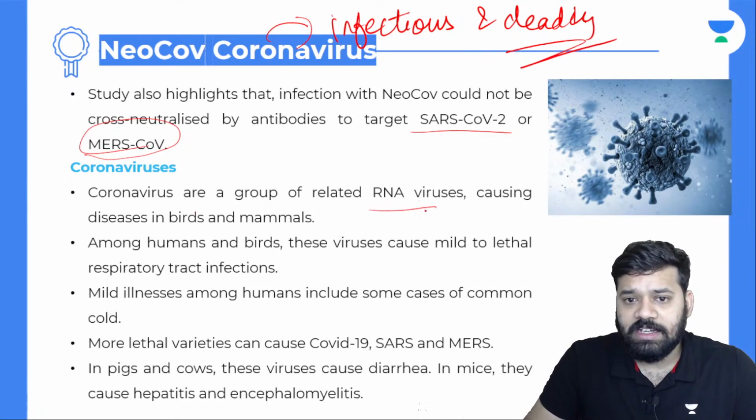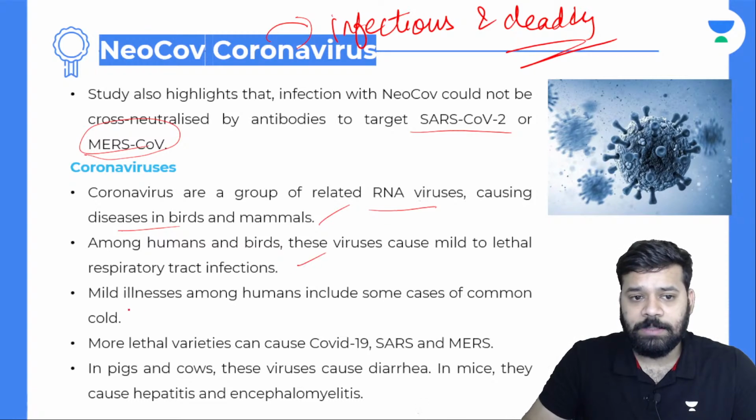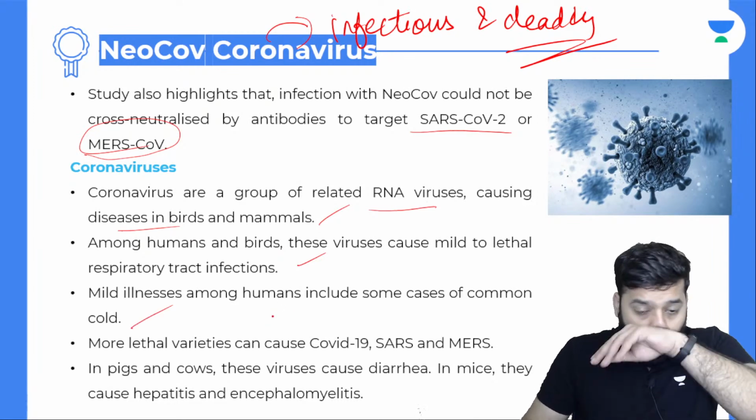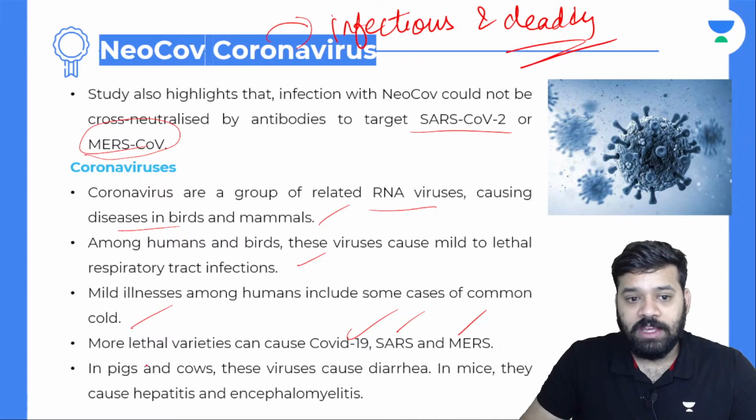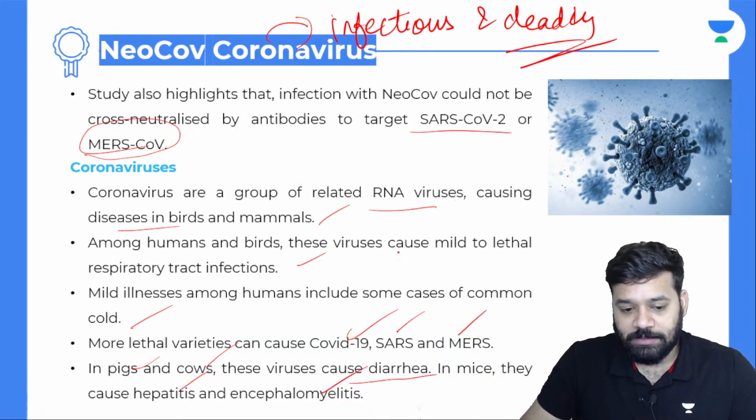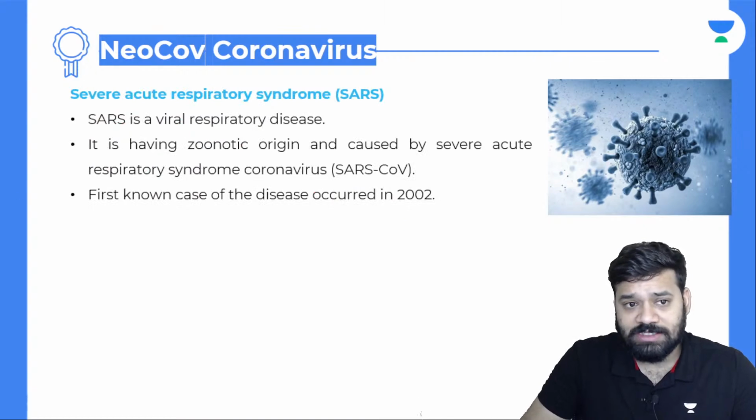Coronaviruses are a group of related RNA viruses causing diseases in birds and mammals. Among humans and birds, these viruses cause mild to lethal respiratory tract infections. Mild illness among humans includes some cases of common cold. More lethal varieties can cause COVID-19, SARS, and MERS. In pigs and cows, these viruses cause diarrhea. In mice, they cause hepatitis and encephalomyelitis.